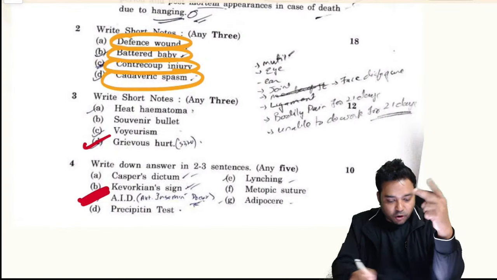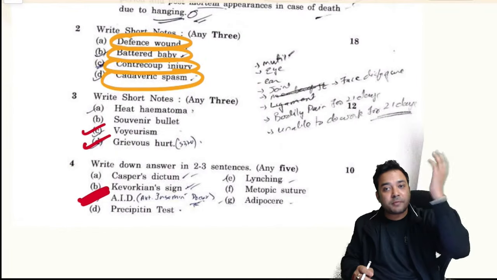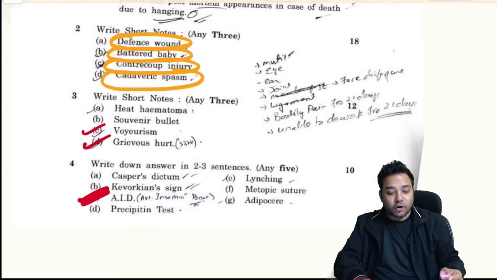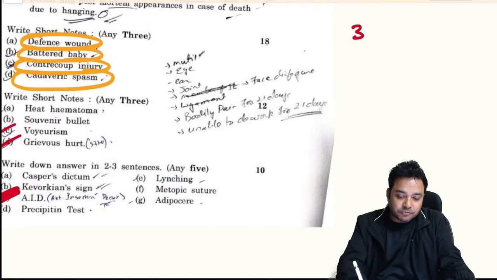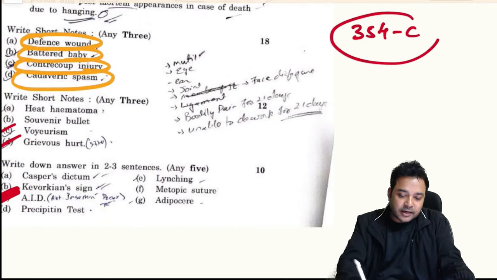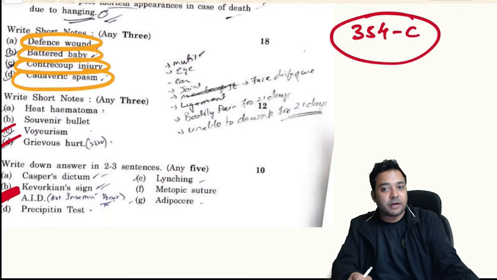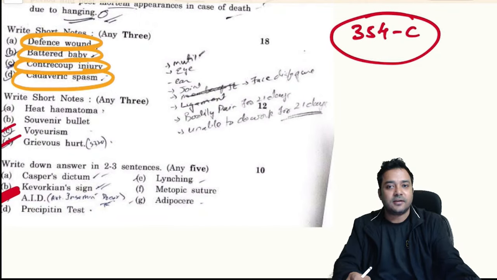Then comes voyeurism. We studied voyeurism in great detail in rape laws. Voyeurism is also called scoptophilia, scopophilia, and this is an offense under 354C IPC, which is defined as whoever is watching or capturing private moments of a female secretly. You know? That is all you have to write.